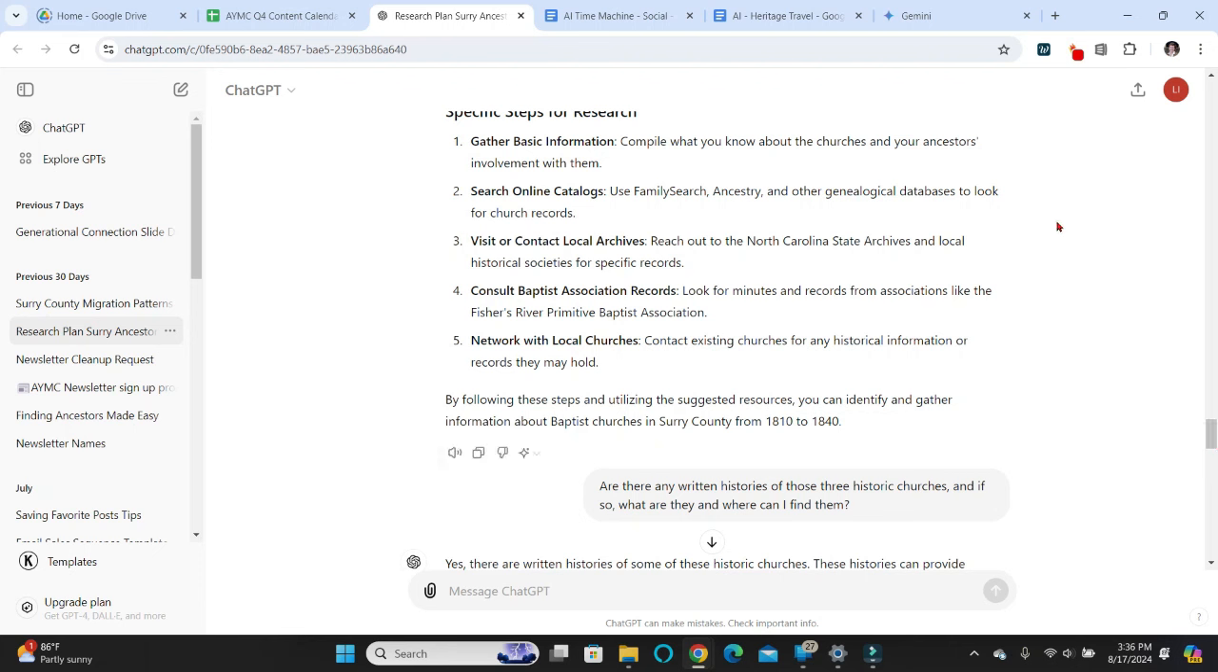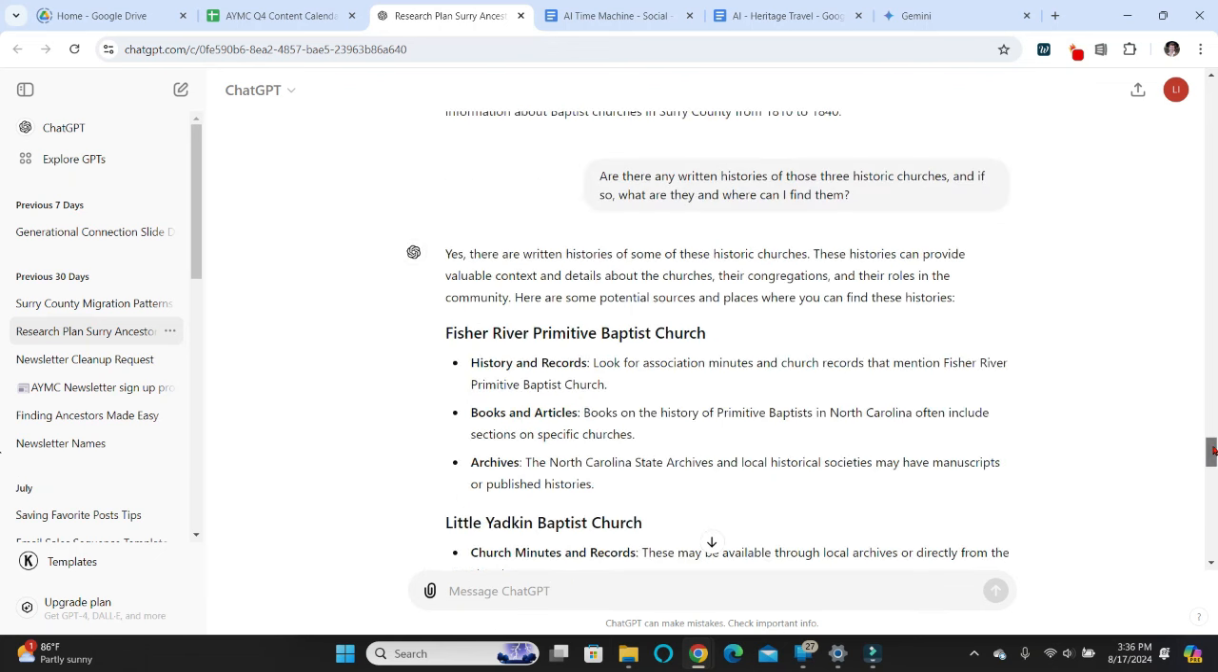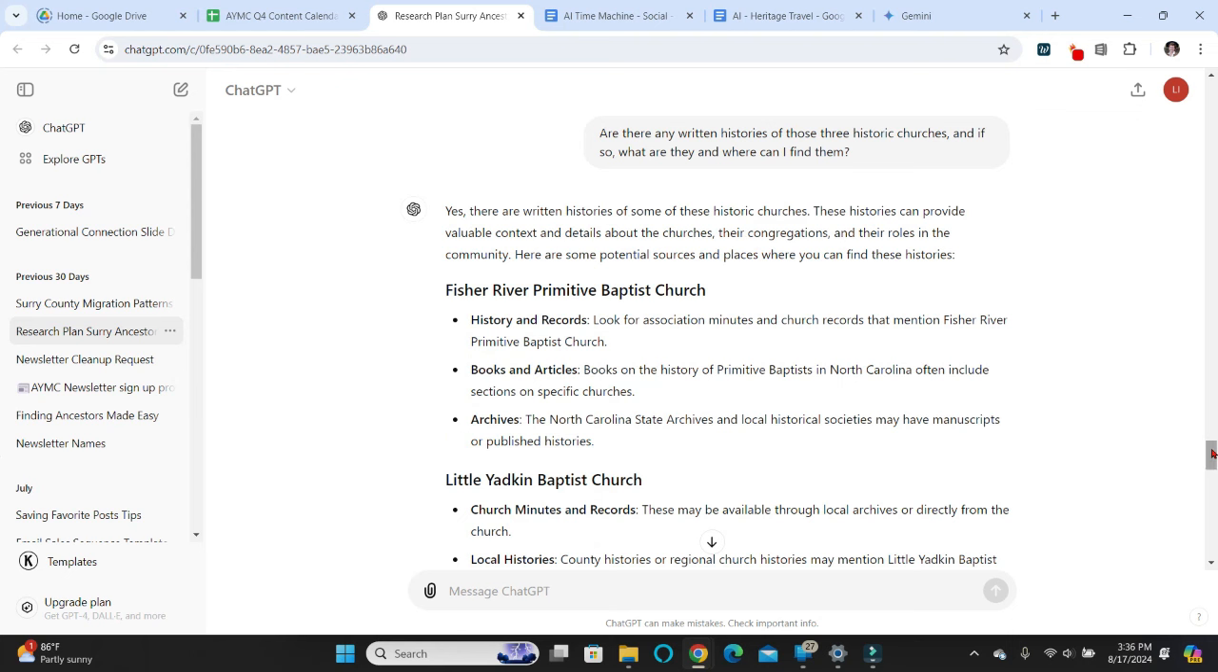And then it told me, again, how to start looking and gathering the information: Baptist Association records. This is something I had not thought about, that I could go through associations to see if this association was still in existence or what it could be now. And then certainly networking with other local churches that are in the area currently. And so I thought, okay, that's good, but let's see what else I can find.